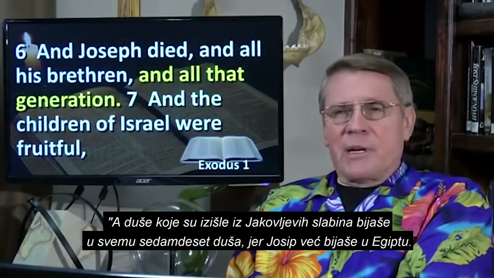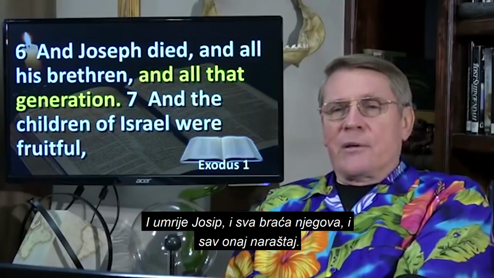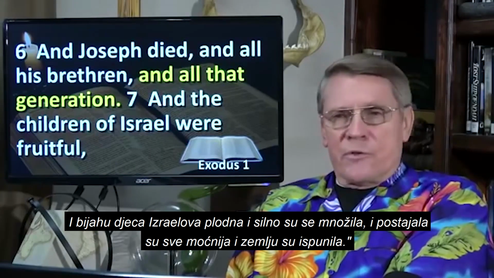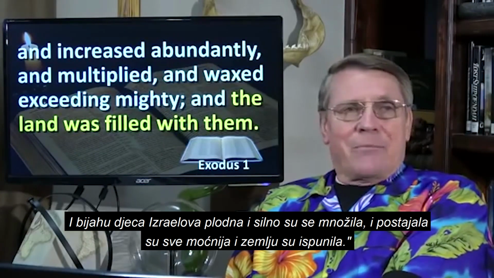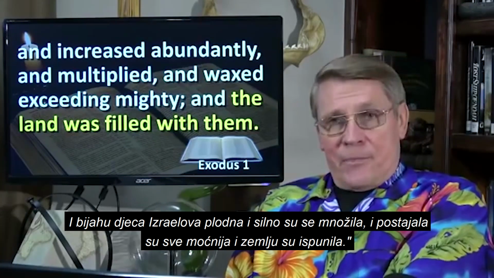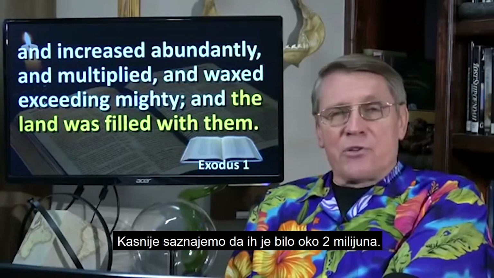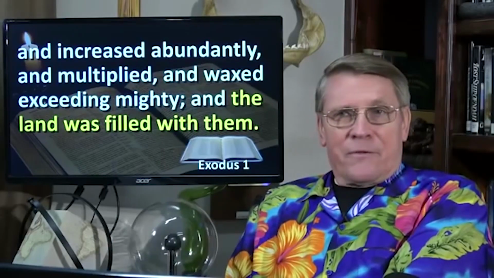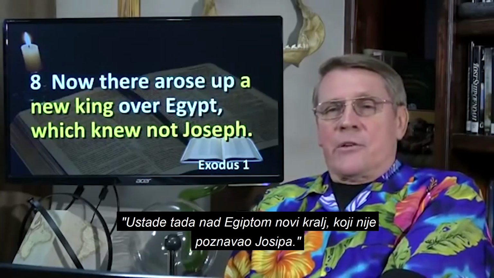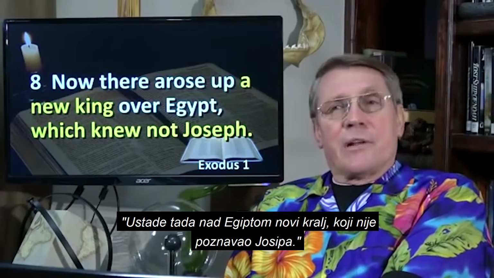for Joseph was in Egypt already, and Joseph died, and all his brethren, and all that generation. And the children of Israel were fruitful, and increased abundantly, and multiplied, and waxed exceeding mighty, and the land was filled with them. We find out later there were nearly 2 million from these 12 boys.